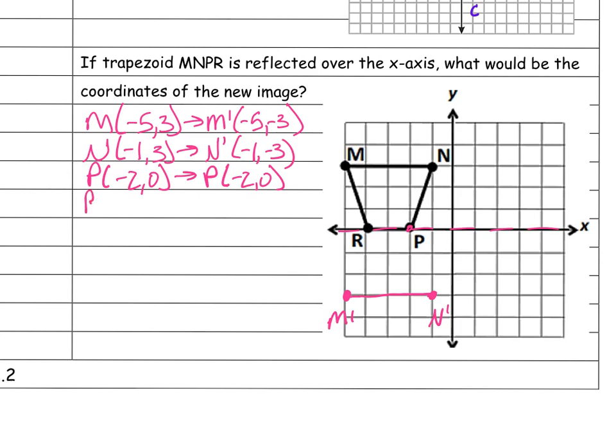And then R is at -4, 0. And guess what? It doesn't change either because it's on my line of reflection. So that's -4, 0. So P and R stay the same. And here is my figure.